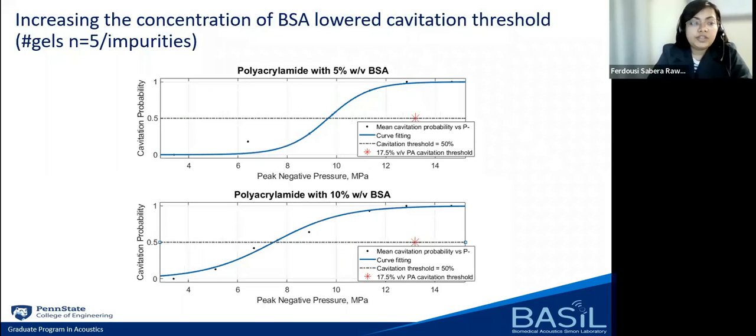As for the bovine serum albumin compound, when 5% BSA was added to polyacrylamide, we see a moderate drop from 13.2 megapascals for unaltered polyacrylamide to about 9.5 megapascals. And increasing BSA concentration from 5% to 10% further decreases cavitation threshold from 13.2 megapascals to about 7.5 megapascals, which indicates increasing the concentration of an angstrom size impurity can have an effect on the cavitation threshold.